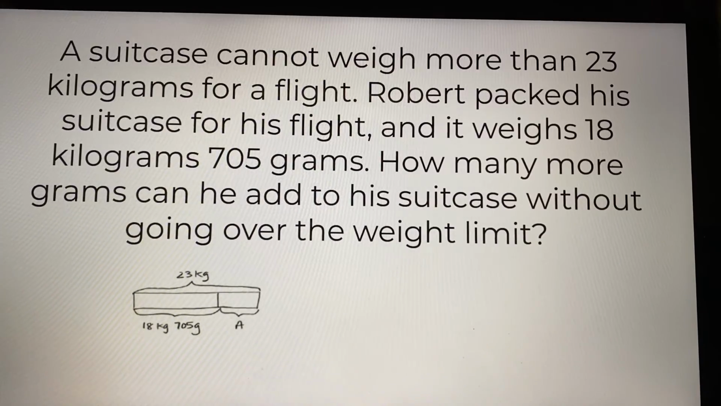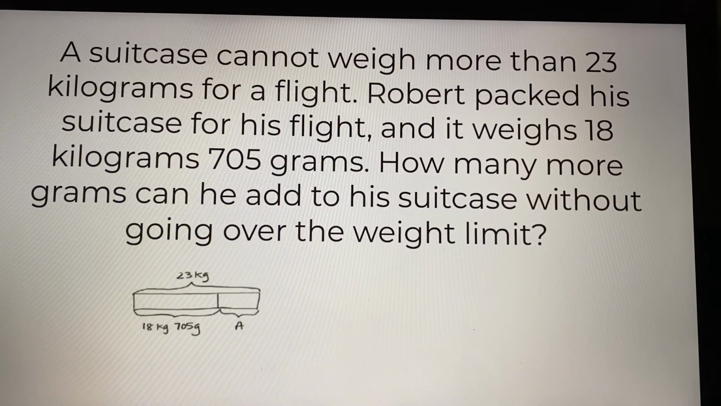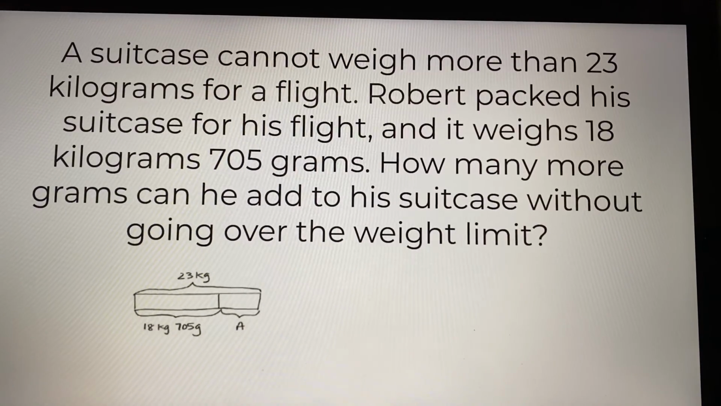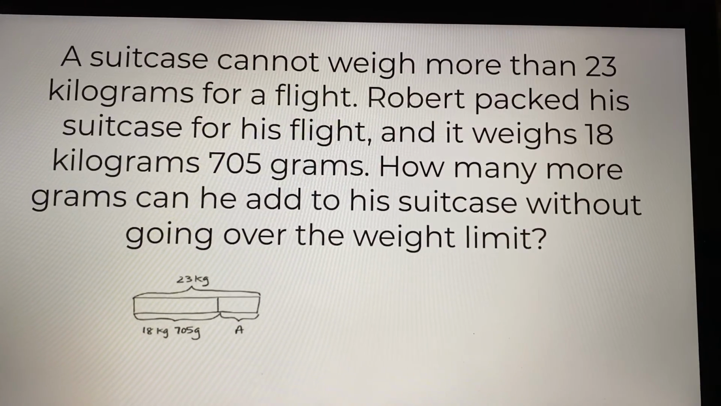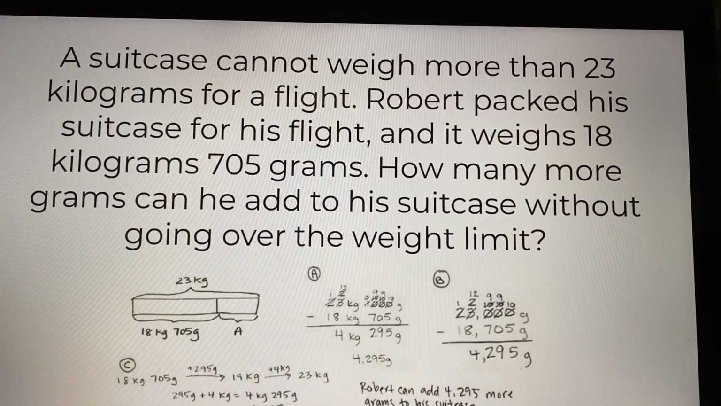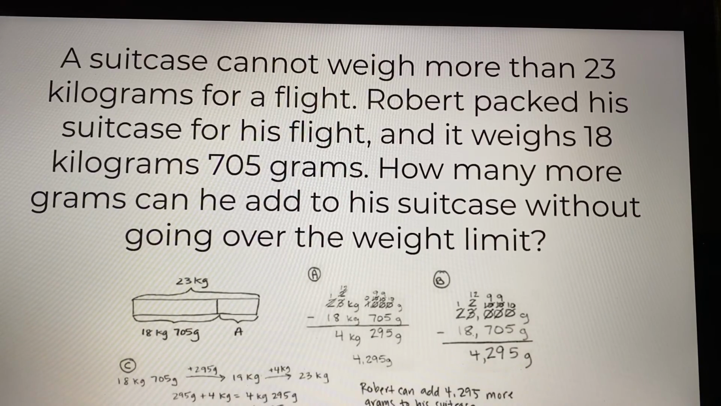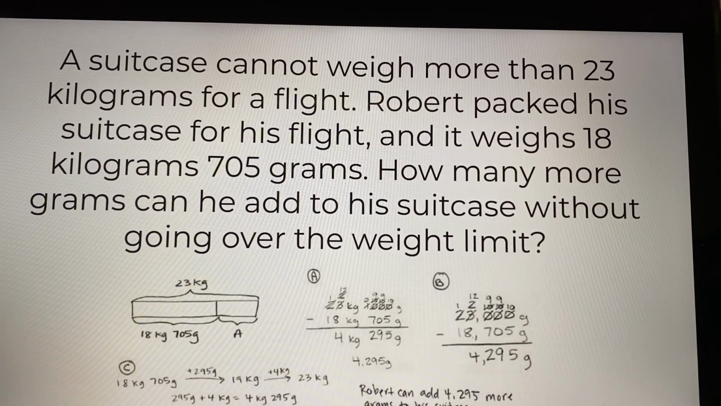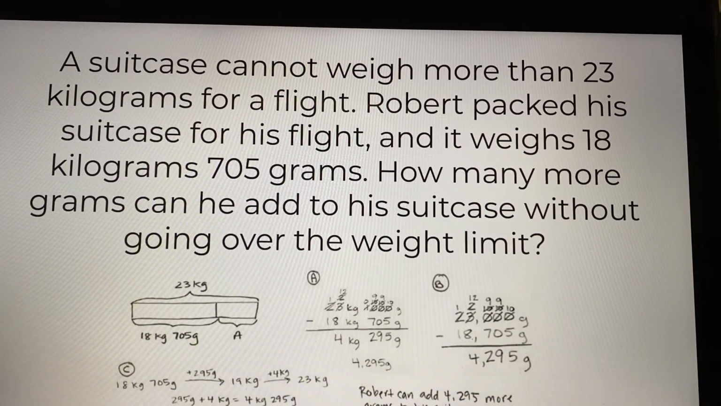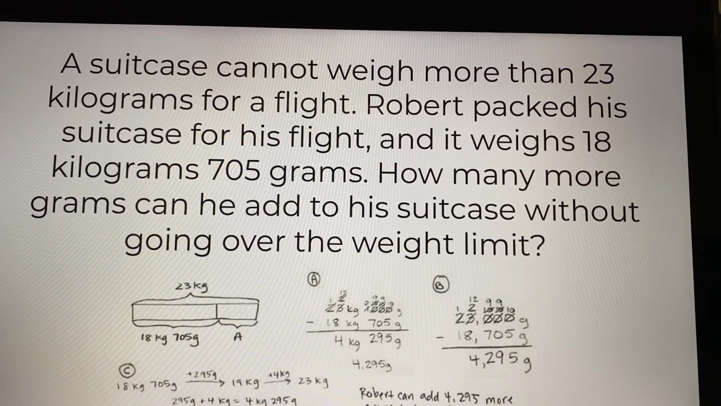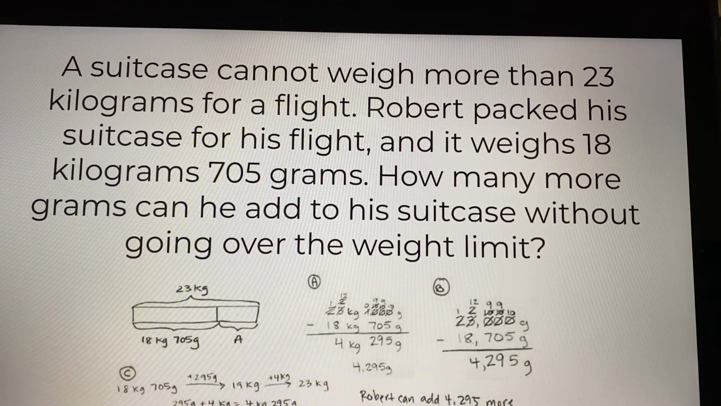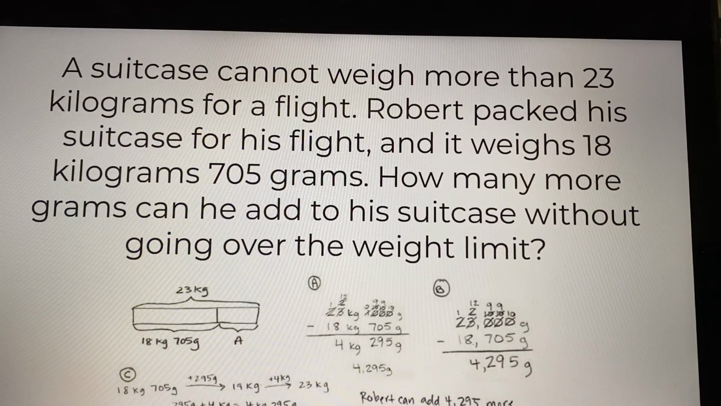So he's got a total of 23 kilograms. He's got 18 kilograms and 705 grams. And so we have to get to the rest. We have to subtract there. There are two different ways to subtract. There's actually a third way, but if you look at A and B, you can subtract the kilograms first. Again, you have to decompose there. You take away one of the kilograms, make it into 1,000 grams, and then you can subtract, or you can just change them all to grams and then change it over at the end. So he can add 4,295 more grams to his suitcase, or 4 kilograms, 295 grams.